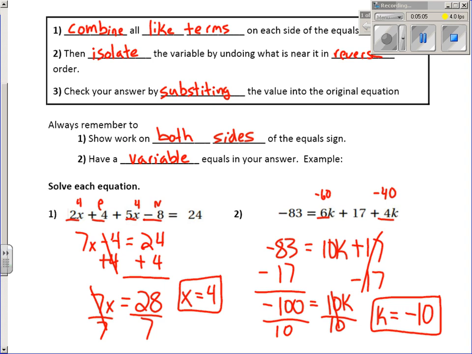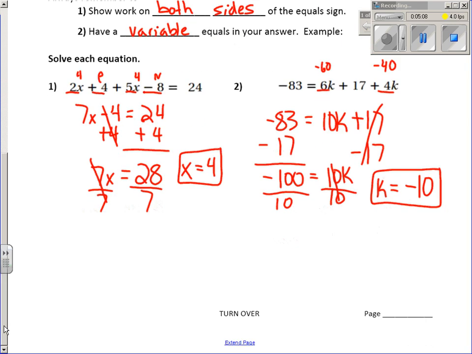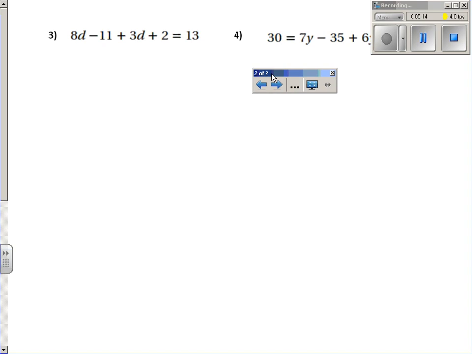Okay, so there's two examples on the back. Those are going to be your responsibility. So go ahead and do those, and we'll check them tomorrow.